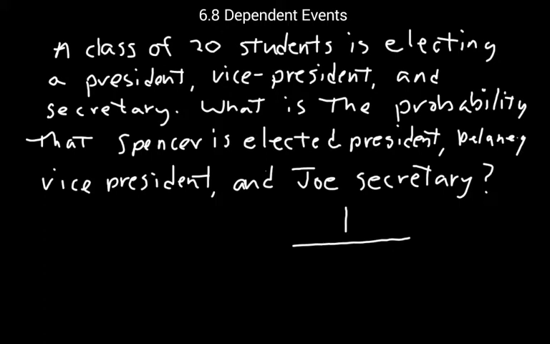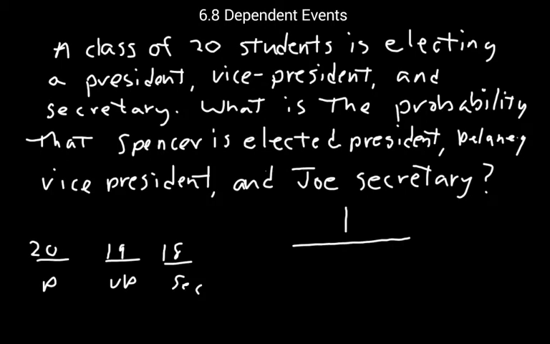So the probability of this happening is 1 out of something. We have to figure out what this bottom number would be. And we can do that by saying how many ways can we pick a president, vice president, and secretary out of 20 people, where once you're chosen to serve in one office, you can't serve in another office. So there are 3 slots to fill: the president, the vice president slot, and the secretary slot. There are 20 people that could be president. Once the president is chosen, there are 19 people eligible for vice president, and then 18 people that can be secretary.